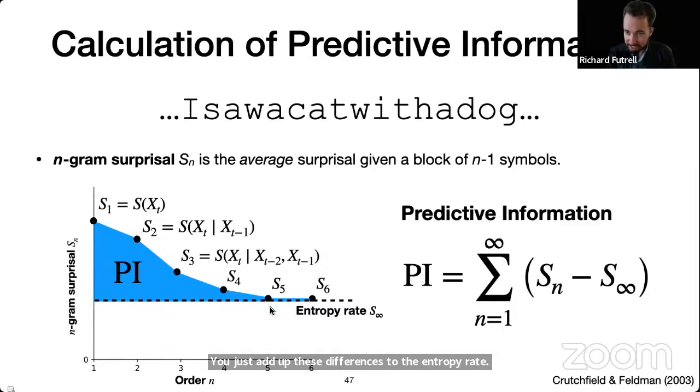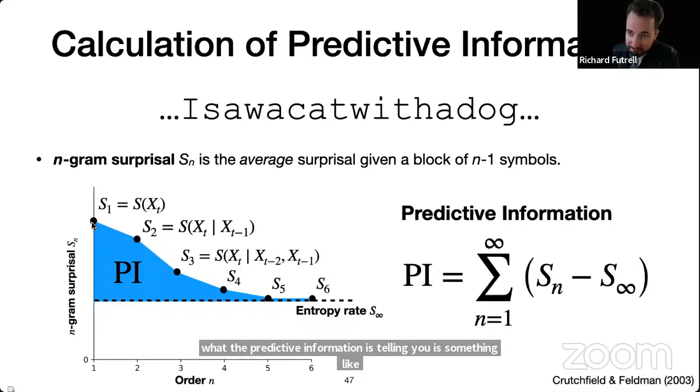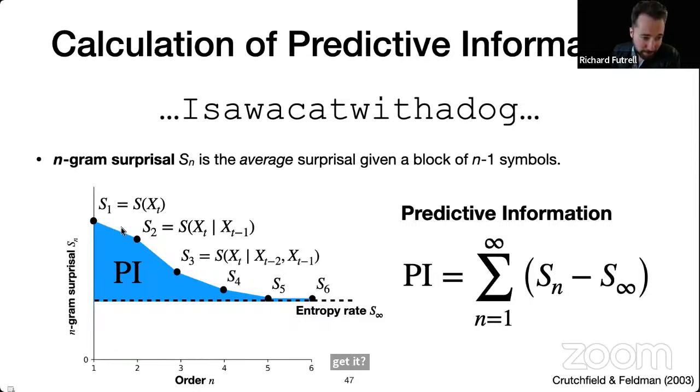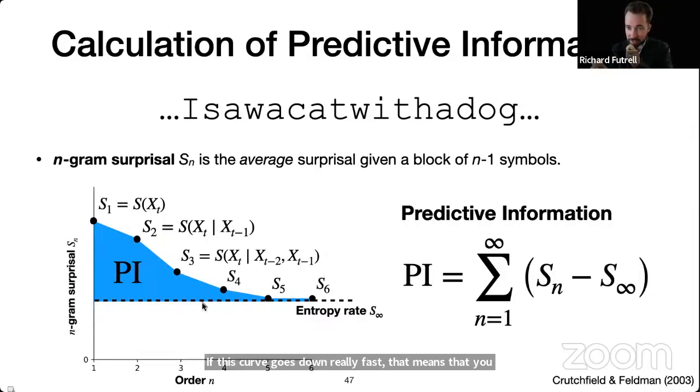So what the predictive information is telling you is something like, how much information are you getting from looking at the context, and how much context do you have to look at to get it? So if this curve goes down really fast, that means that you can get all of the predictive information only by looking at a little bit of a window there. But if this goes down very slowly, that means that in order to predict things, you have to look at a very, very big context.